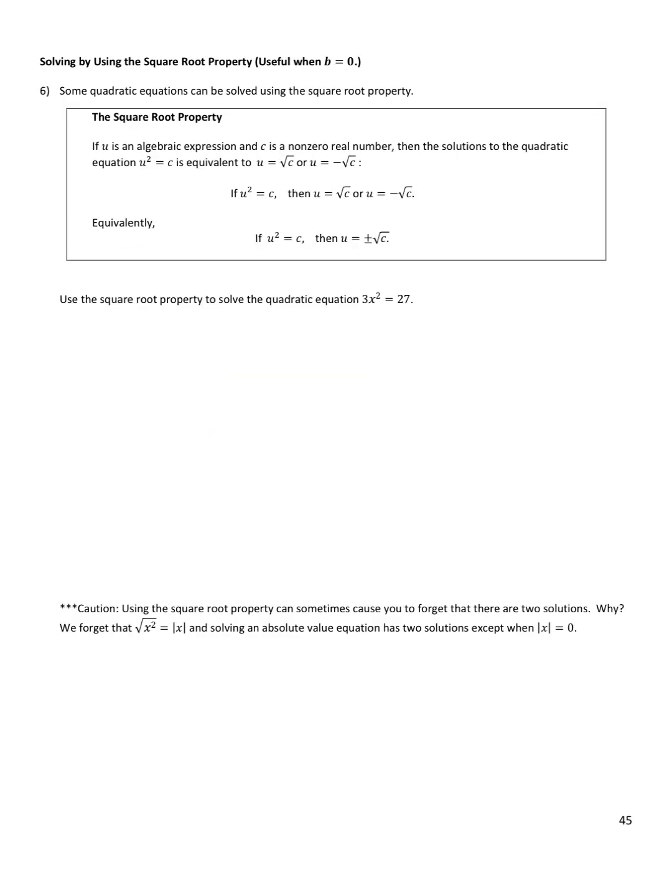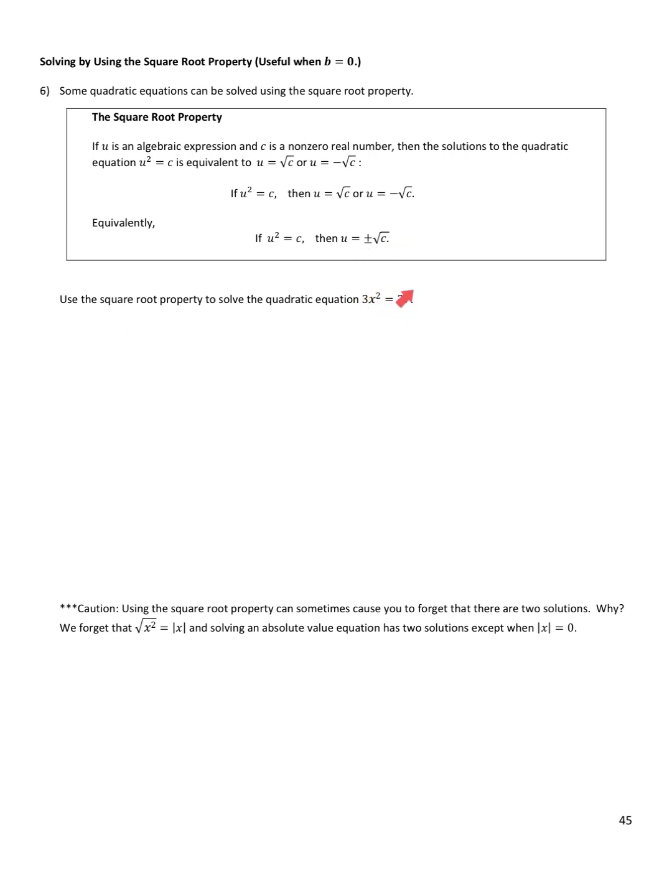Our next technique for solving quadratic equations is called the square root property. The square root property says that if u squared equals c, then u is the square root of c or u is the negative square root of c. Or we'll sometimes say u equals plus or minus the square root of c.